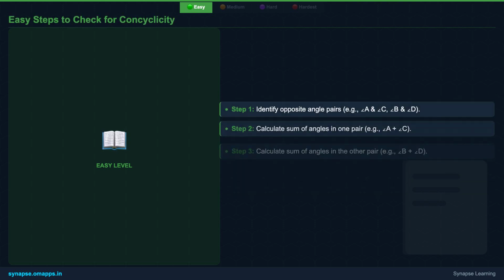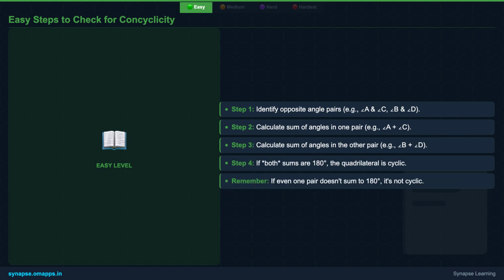So, how do you actually use this new rule? It's quite straightforward. First, identify the pairs of angles that are opposite to each other in your quadrilateral. For example, if your quadrilateral is ABCD, then angle A is opposite to angle C, and angle B is opposite to angle D. Next, simply add the angles in each of these opposite pairs. If both pairs sum up to exactly 180 degrees, then congratulations. You've found a cyclic quadrilateral.